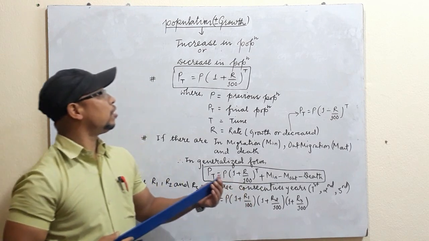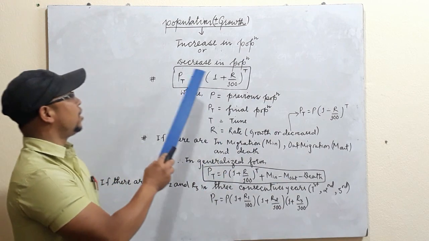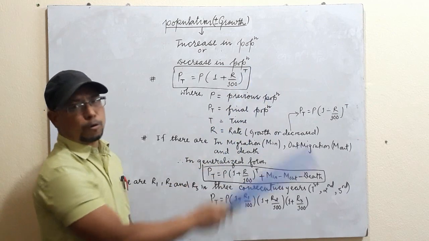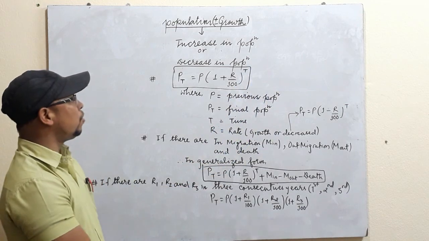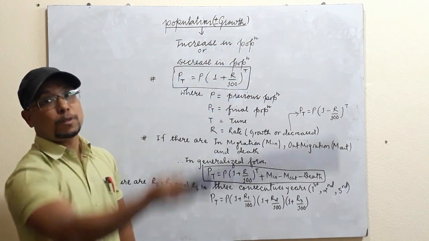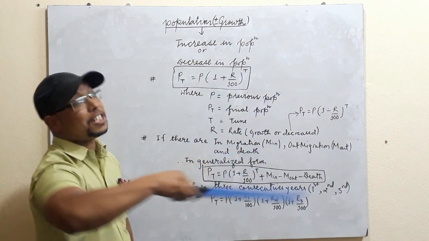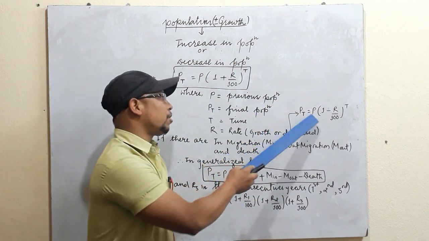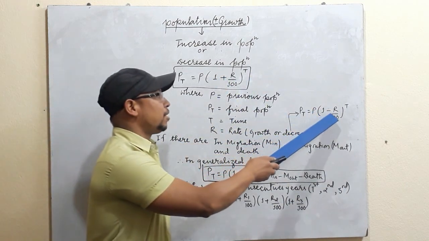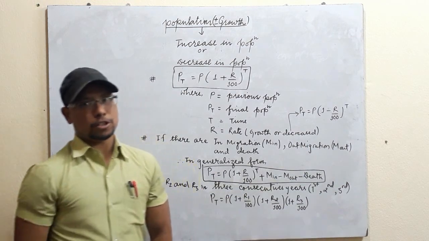In population growth, we have a very simple formula here. This is Pt equals P(1 plus R by 100) whole power T. Here the plus sign stands for positive growth, and if there is a decrease in population, you can use the same formula with a minus here. If there is growth, plus, and if there is a decrease, minus. Decrease stands for the decrease in population.